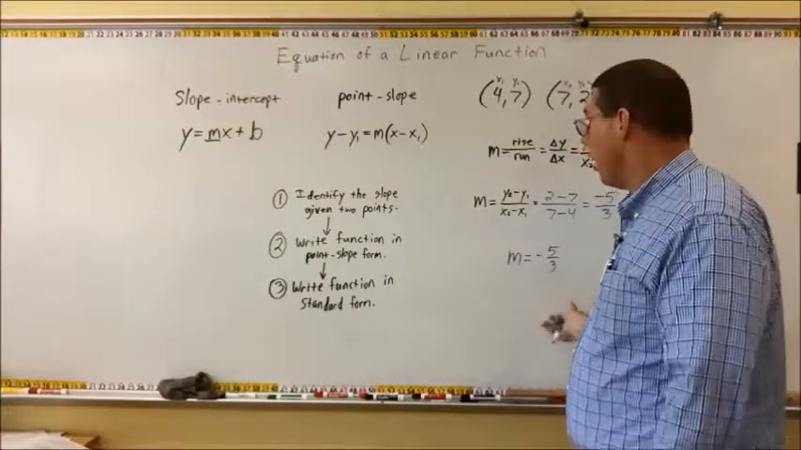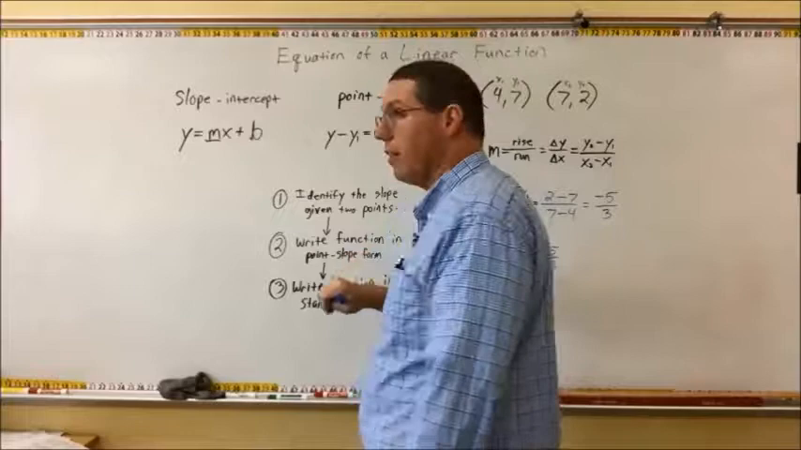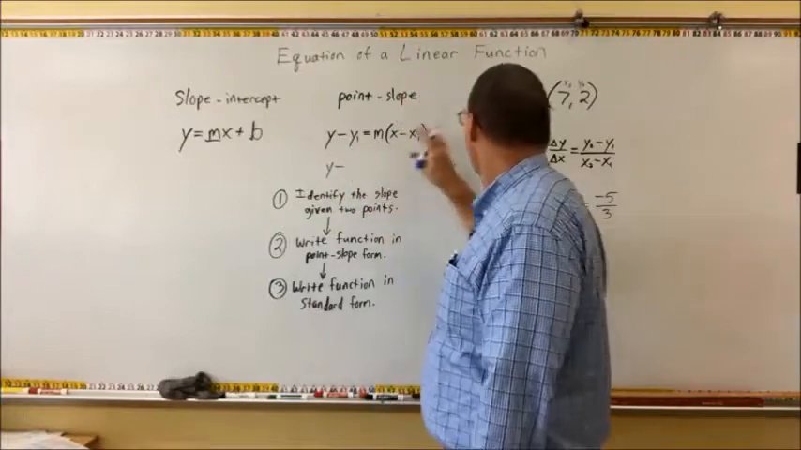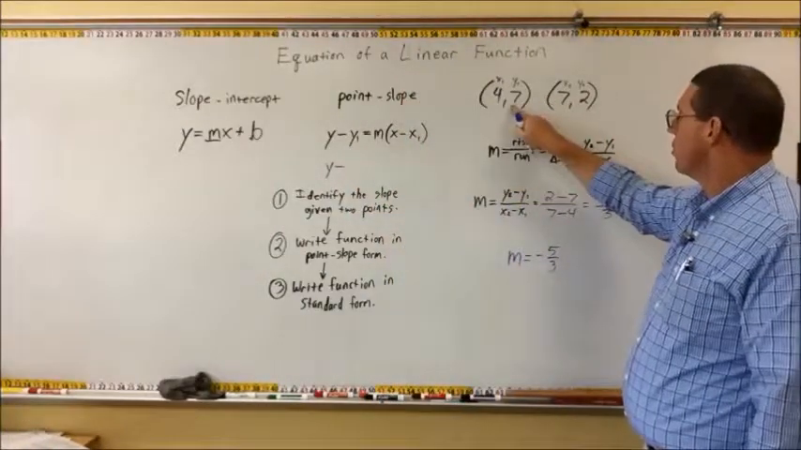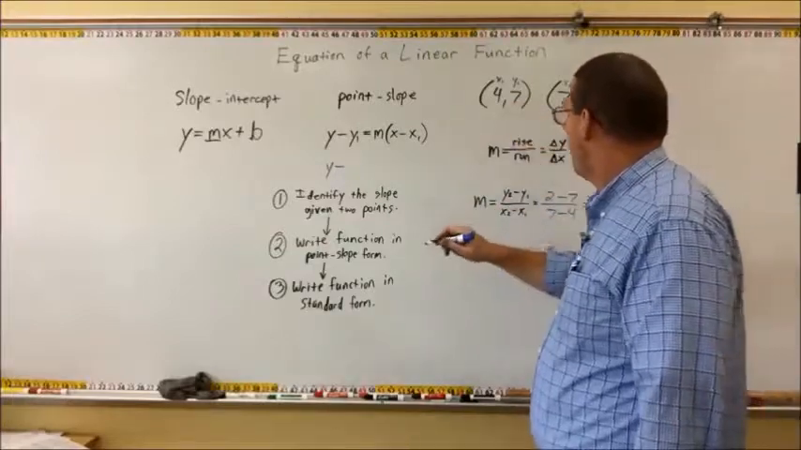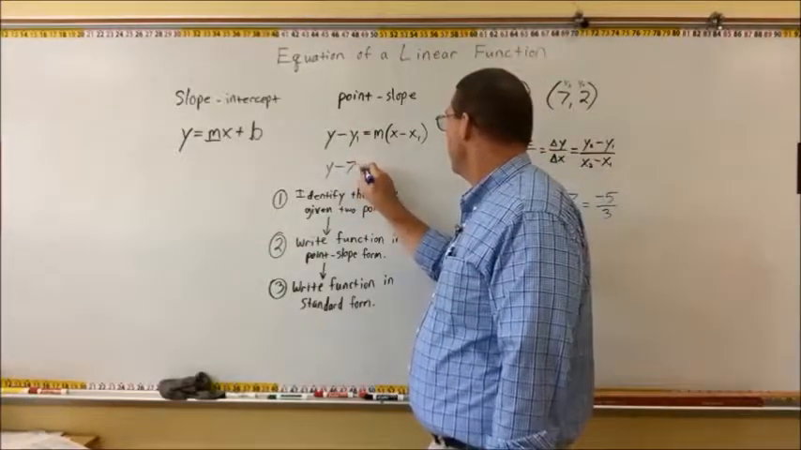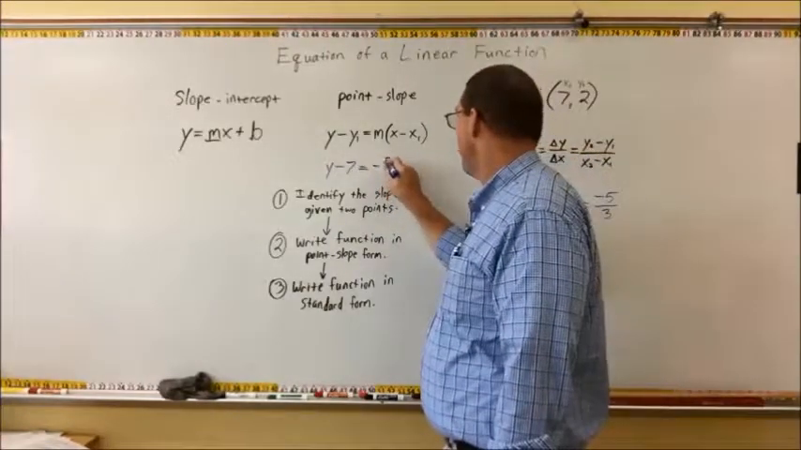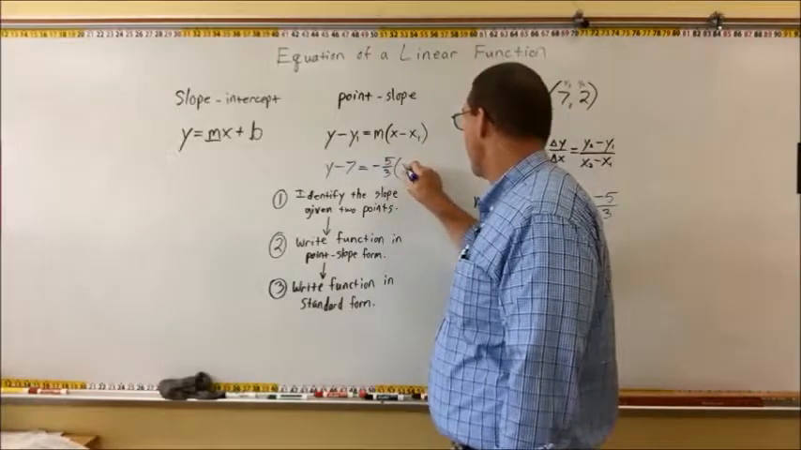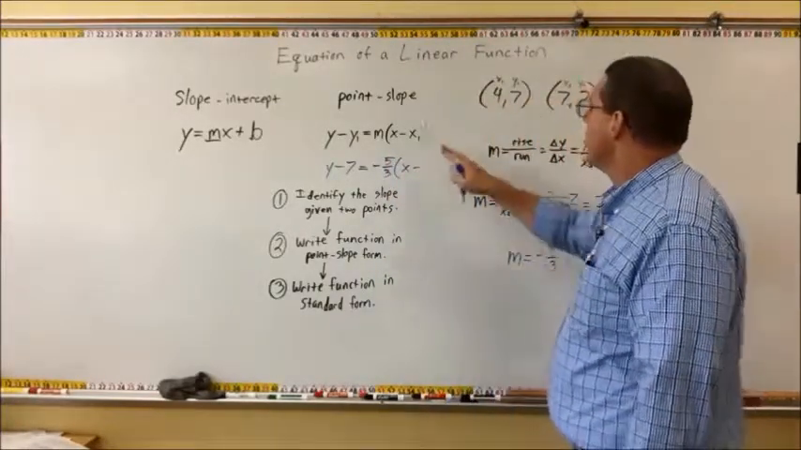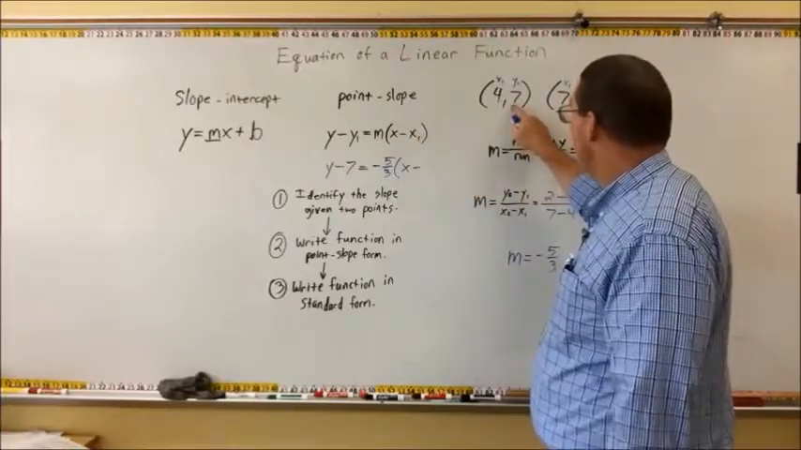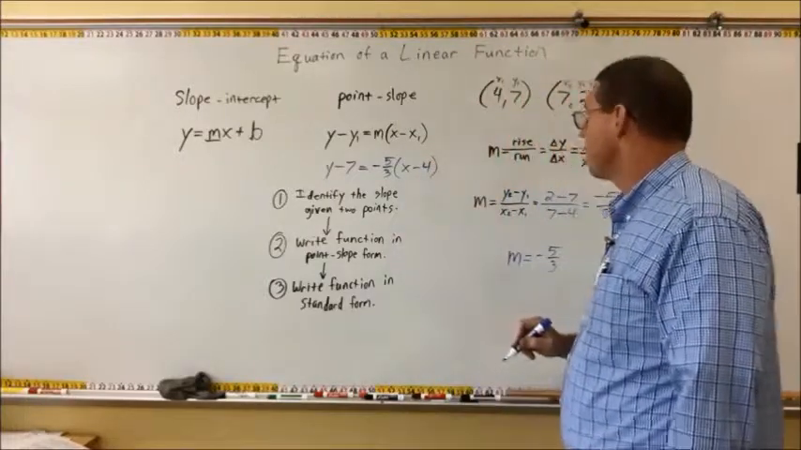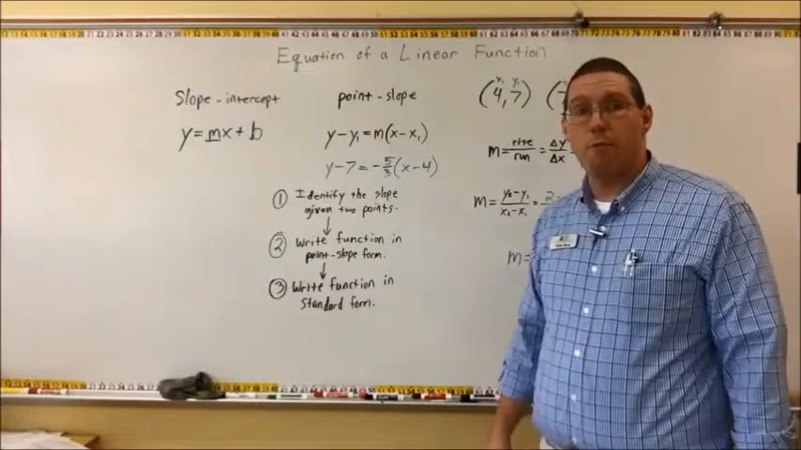And now that we have the slope of the line, we can write the equation of the line in point-slope form. And so we'll have y minus, and it doesn't matter which y value we're going to choose. We can choose this one over here. So y minus 7 equals, and now we're going to put the slope in, negative 5 over 3, parenthesis, x minus, and now the x value that went along with the y value 7 is 4. So we're putting an x value in here, x minus 4, and that is our point-slope form.